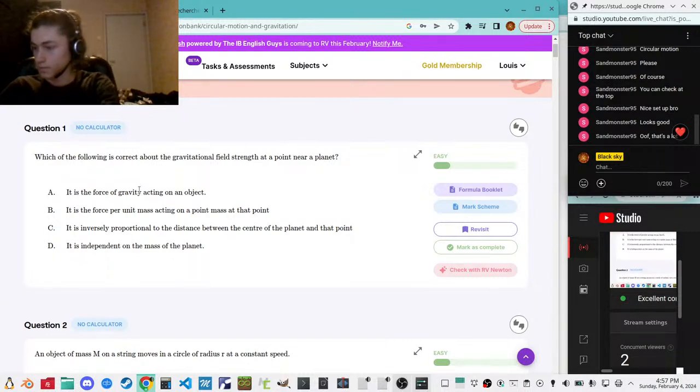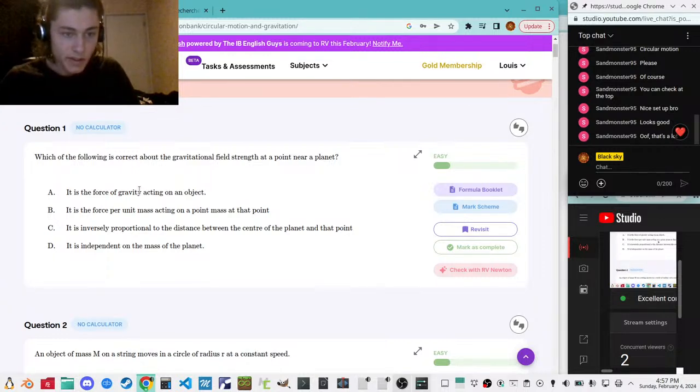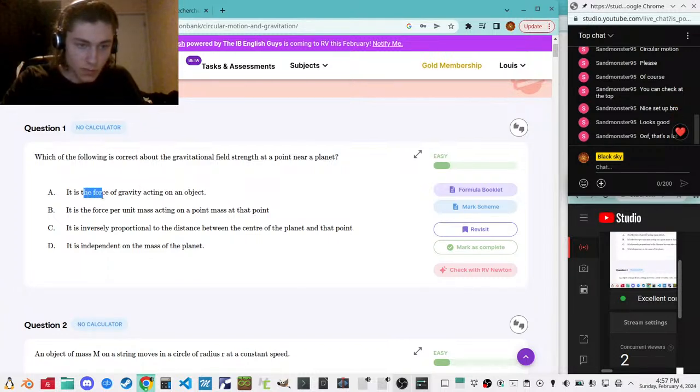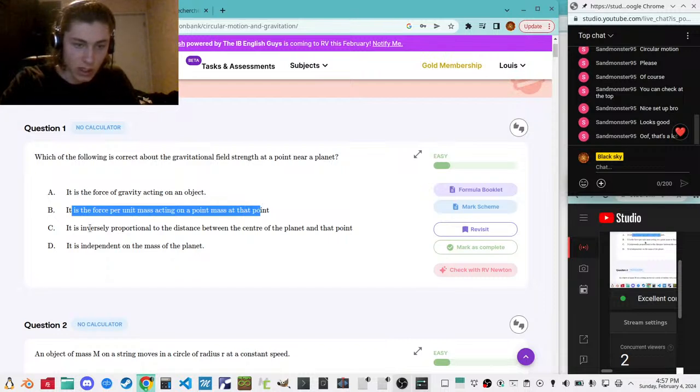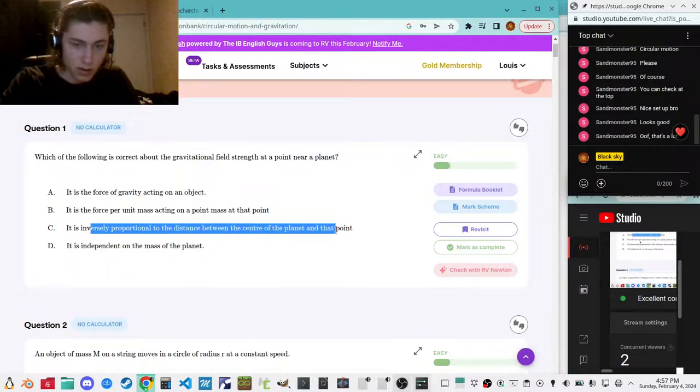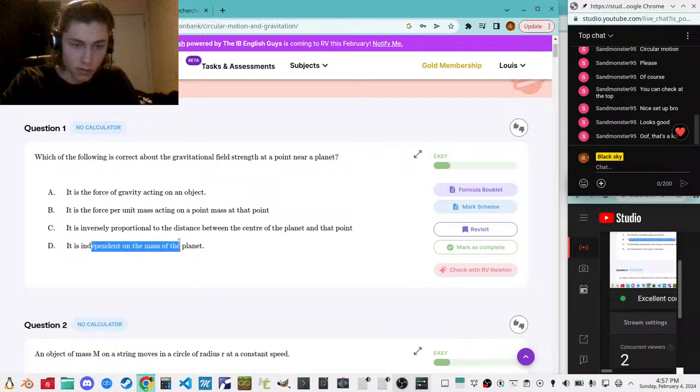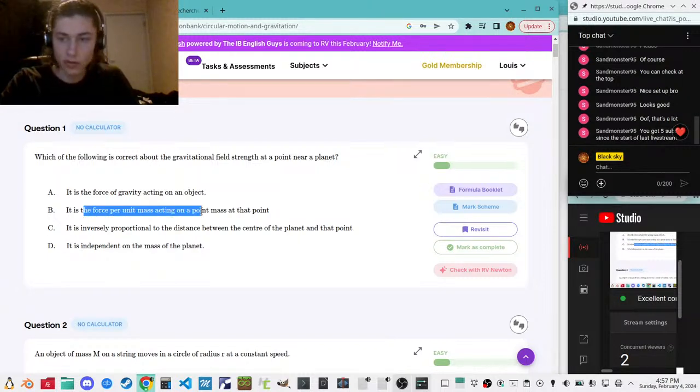So, question 1. Let's see what this topic is all about. Which of the following is correct about gravitational fields strength at a point near a planet? Is the force of gravity acting on the object? Is the force per unit mass acting on a point mass at that point? Distance of the center at that point is independent of the mass of the planet. So that's... Is it the force per unit mass?